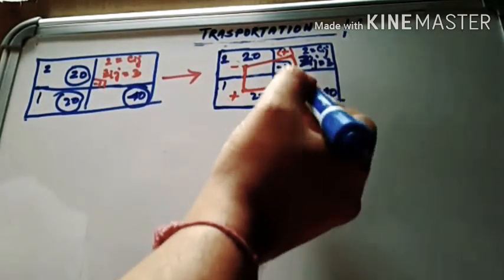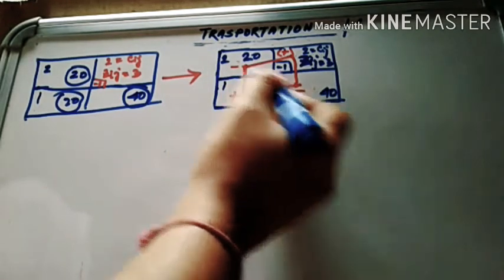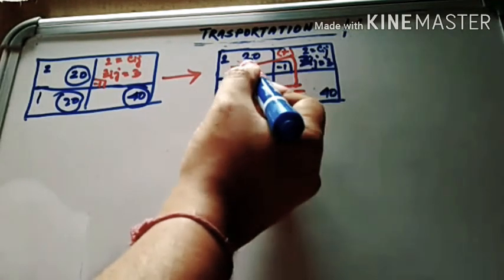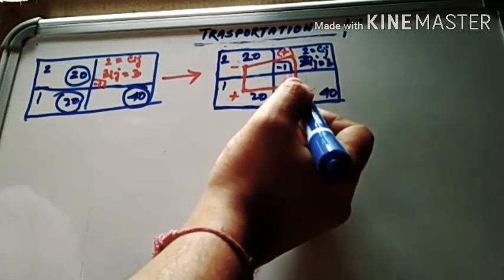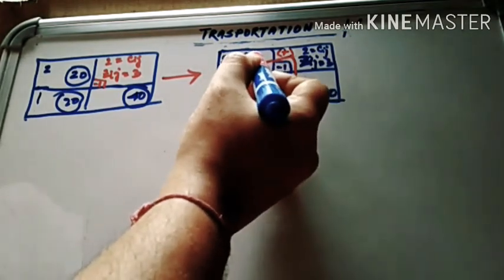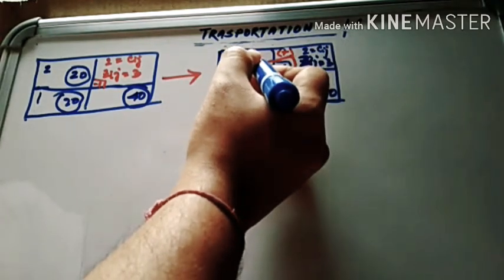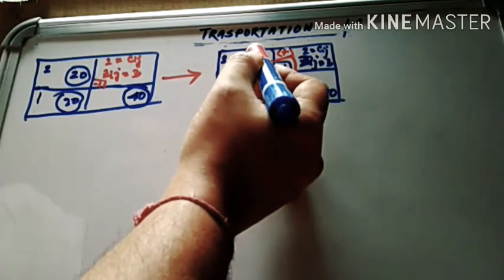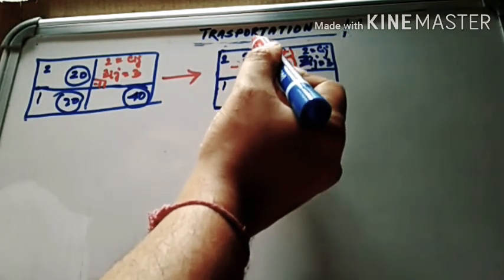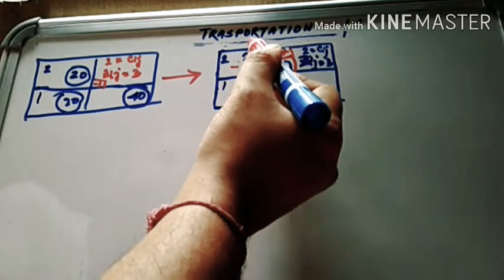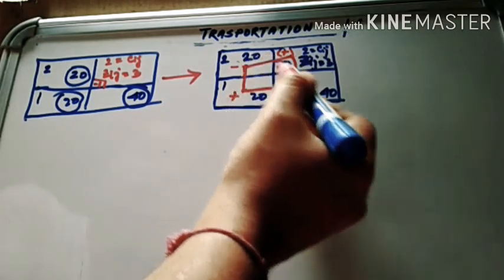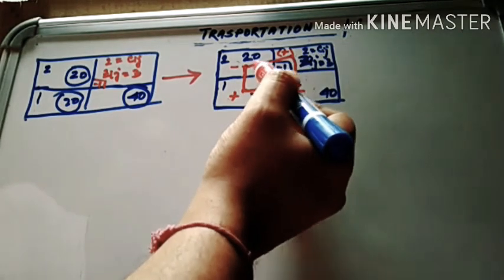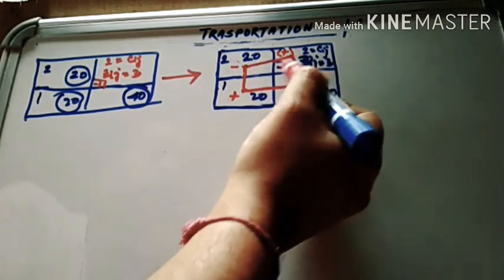Now you can see these two cells have the negative value, this one and this one. In these two cells you have to find the most negative, that is, select the least value. The least value is 20, out of 20 and 40. So you have to select 20, and subtract 20 from the negative valued cells, and add 20 to the positive valued cells.